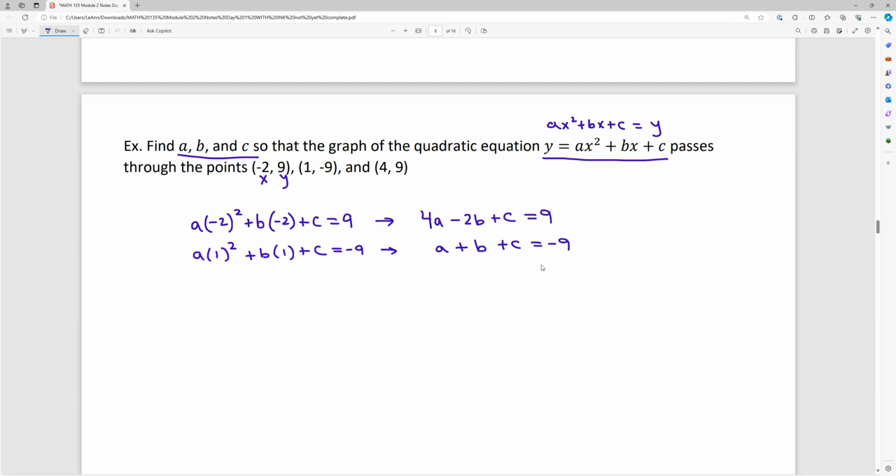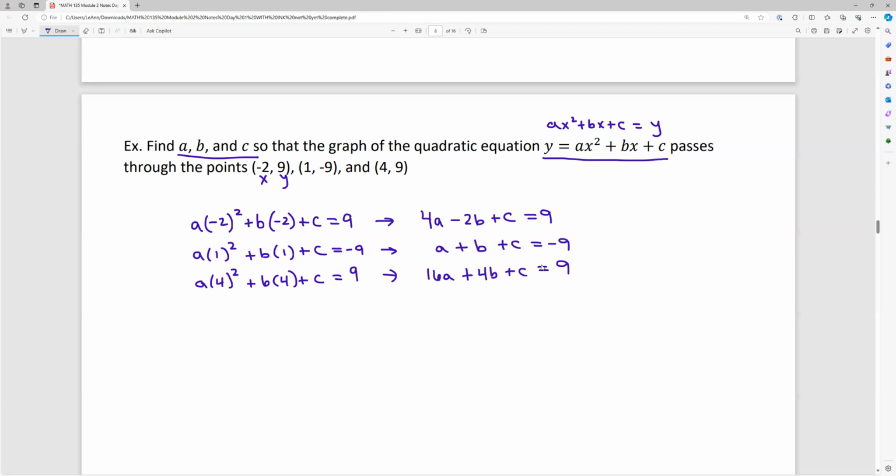And then for the third one, I'm plugging in 4 for x. So a times 4 squared plus b times 4 plus c, and then my y is 9. So this is going to be 16a plus 4b plus c equals 9.